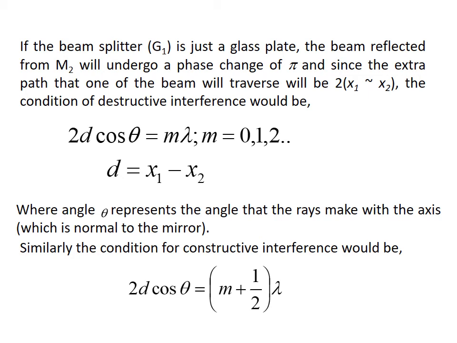The condition for destructive interference would be 2d cos theta, the path difference, equals m lambda. Why m lambda? Because here the interference is taking place due to the division of amplitude, where my small d equals x1 minus x2. And angle theta represents the angle that the rays make with the axis which is normal to the mirror. This is the same as what we did when the interference through a film takes place. Similarly, the condition for constructive interference will be 2d cos theta, the path difference, equals (m plus half) lambda.